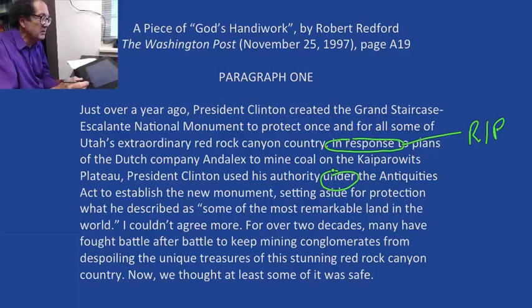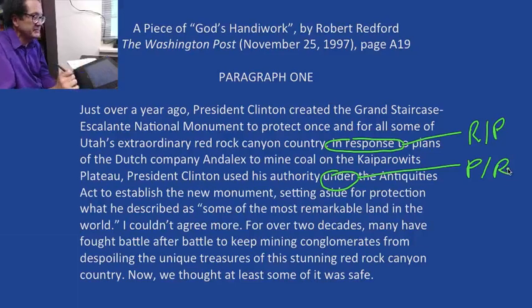So the word under suggests that there's another argument in the background here, that the Antiquities Act gives the president the authority to establish monuments, and President Clinton used that authority. So the Antiquities Act is, again, a premise, or, as I said, you can call it a reason marker, for the premise that the Antiquities Act gives the president that authority, and that justifies Clinton in using his authority or explains why he was able to establish the monument.